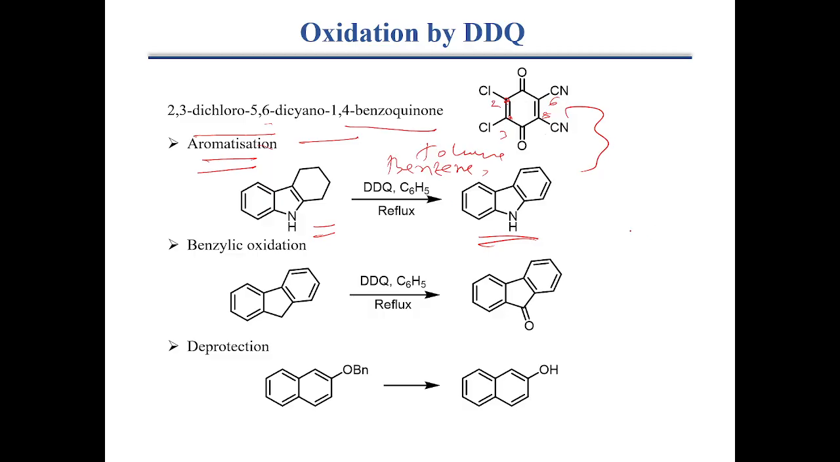The mechanism could be: in both cases the hydride is transferred to the benzoquinone, and quinone to quinol conversion happens here. So it is converted to O minus, cyano, cyano.